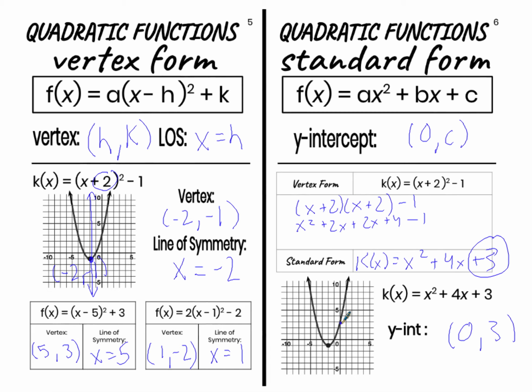I can see that on my graph here. Same graph from vertex form. My y-intercept is 0, 3. But again, if I'm given my function in vertex form, this constant at the end is not the y-intercept. The y-intercept is given by finding the c value after converting into standard form.